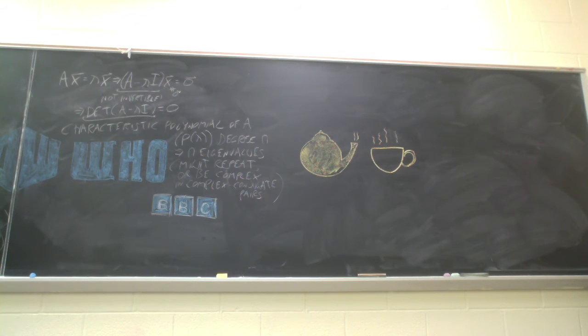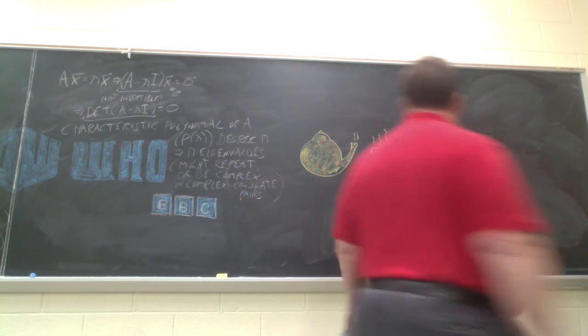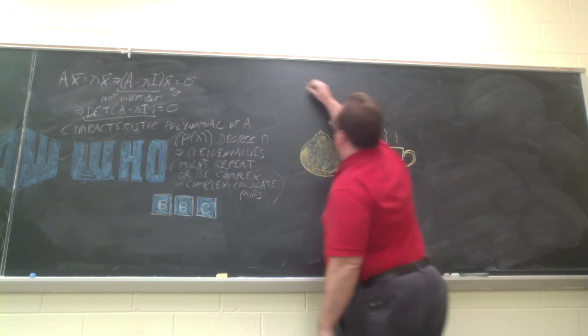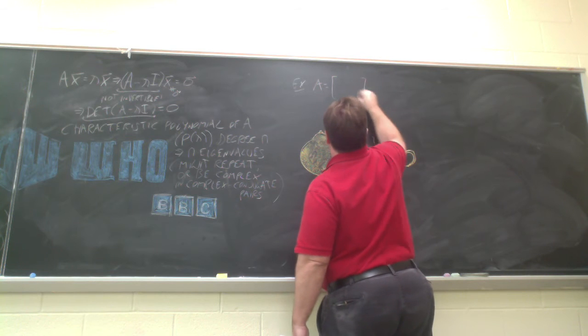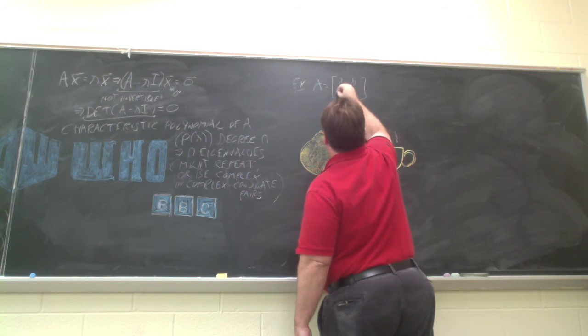Okay. All right, so I'm going to do a quick example here so you can see how this works, for instance, for a 2 by 2 matrix. So let A be a general 2 by 2 matrix: a, b, c, d.